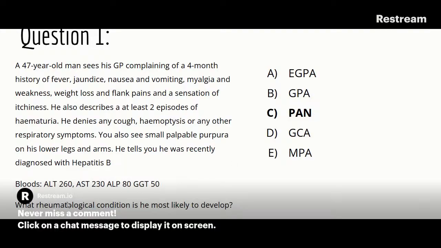So, which rheumatological condition is he most likely to be developing? It's probably polyarteritis nodosa. It's not going to be these two because there's not really any lung involvement. It's not this because, well, he's not got any visual involvement. And it's not this because this isn't associated with hepatitis B.